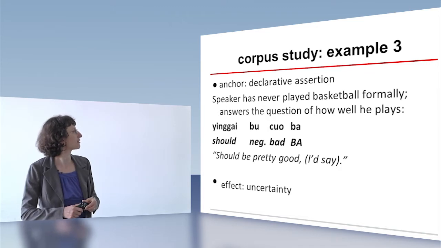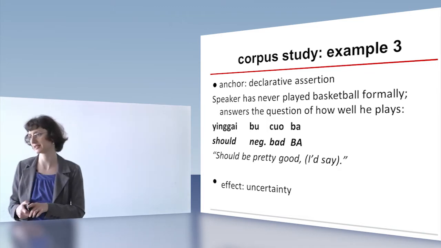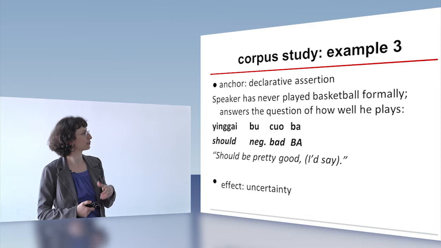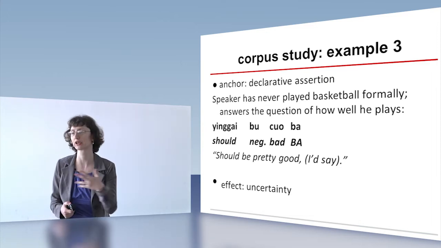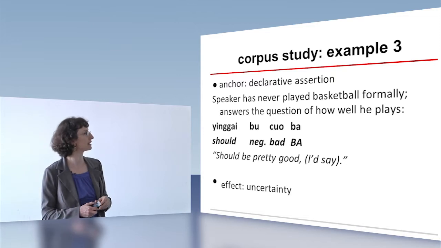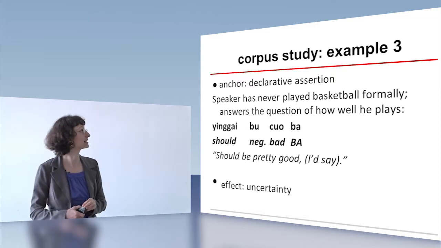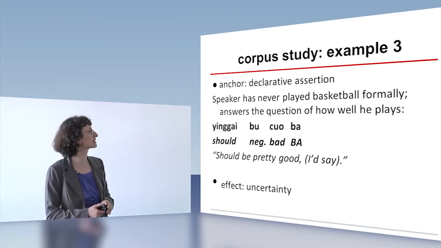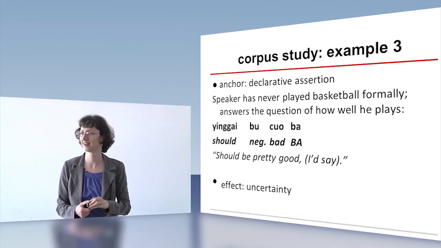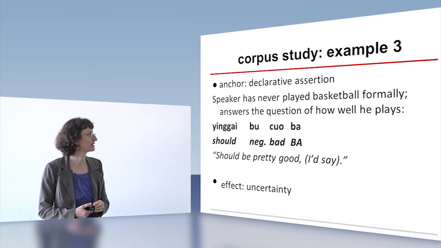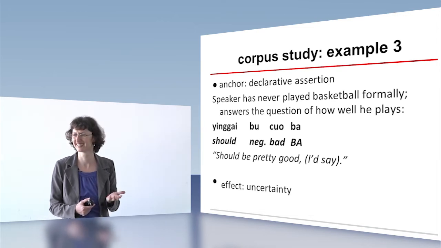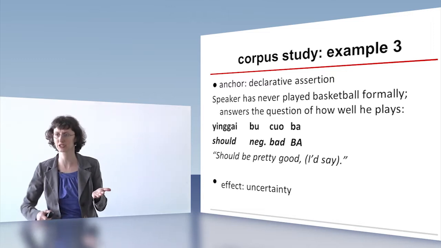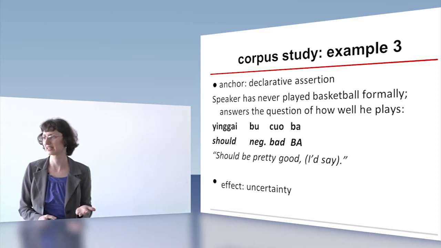Another example, this one also a declarative assertion like the first one, but a different context type. The speaker has never played basketball formally, and this coach is recruiting people for her team, and she asks, how well do you play? And he says, I mean, he has no idea, right? Because he has nothing to compare himself to. And he says, should be not bad, ba. So it really means should be pretty good, I guess. Right, so there's no confirmation seeking because it's pointless to seek confirmation from somebody who you know is ignorant of the matter, right? But there is this uncertainty.